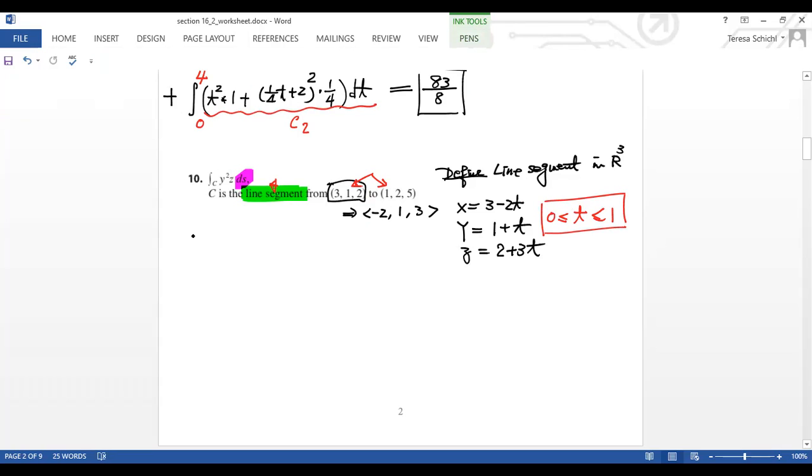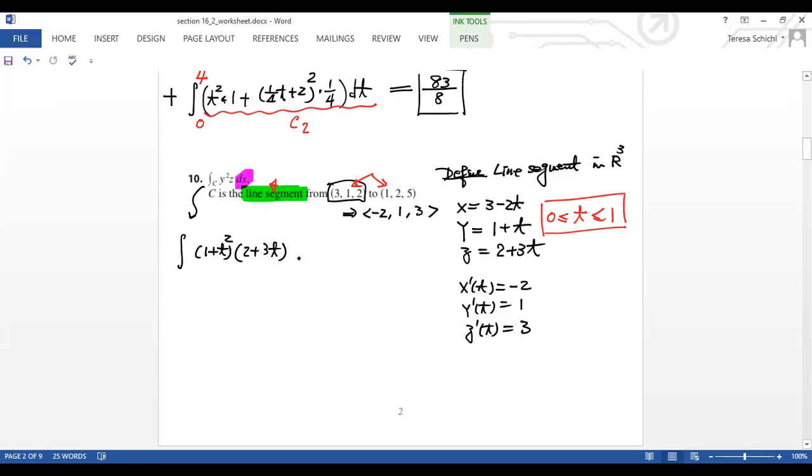Okay, because I have a ds, I need to use the x prime t. So let's take a look: x prime t is equal to what? Negative 2. Y prime t equal to what? 1. Z prime t equal to what? Equal to 3, right? Okay, so now this integration, I can change that. Y squared, what is y squared? It's 1 plus t, squared, times z. So what is z? 2 plus 3t.